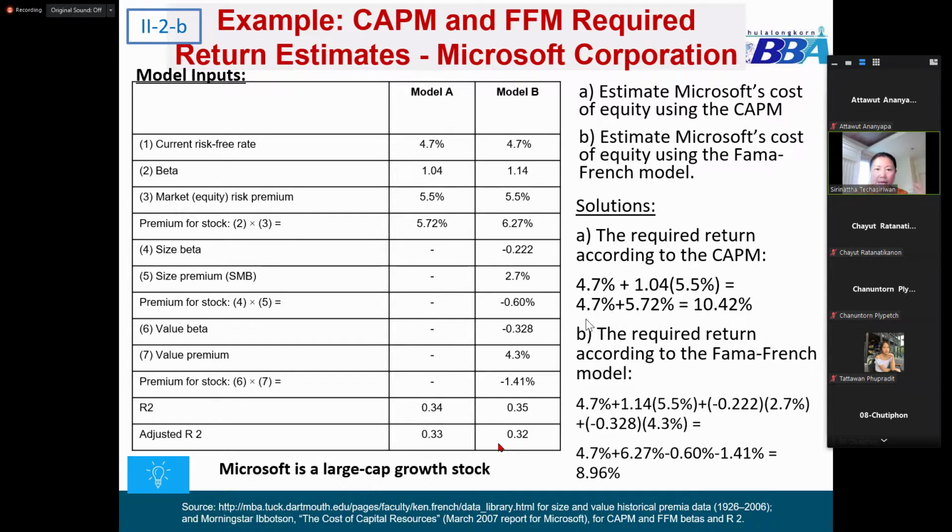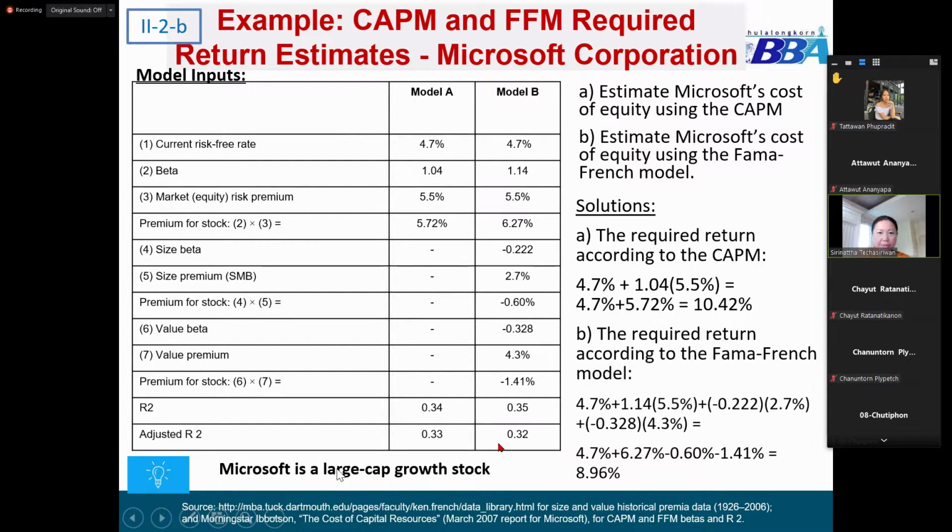you must be able to explain the characteristics of the stock given this data, right? And here it said that Microsoft is a large cap growth stock. Why is that? Want to answer me? Based on this data, why is Microsoft a large cap growth stock?